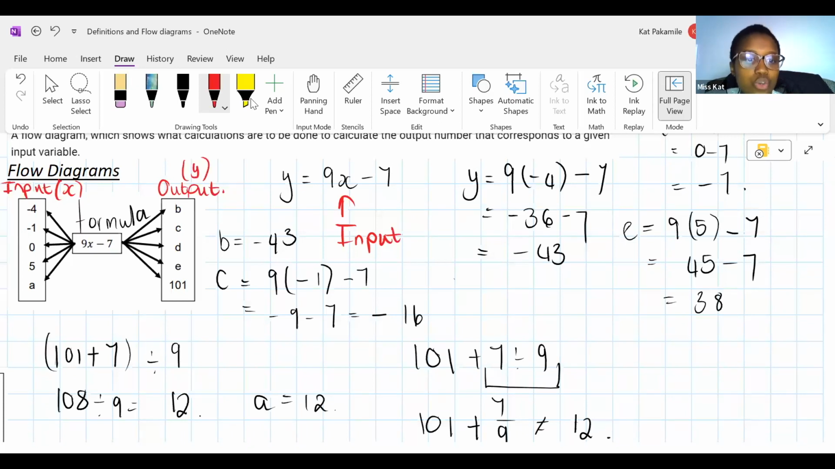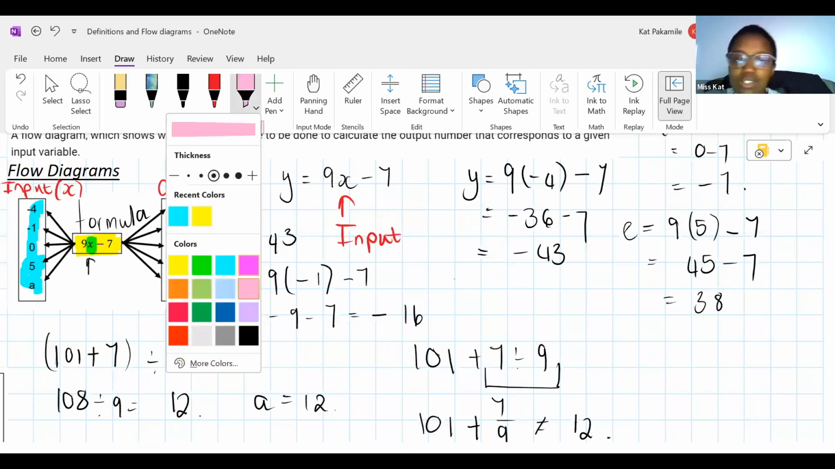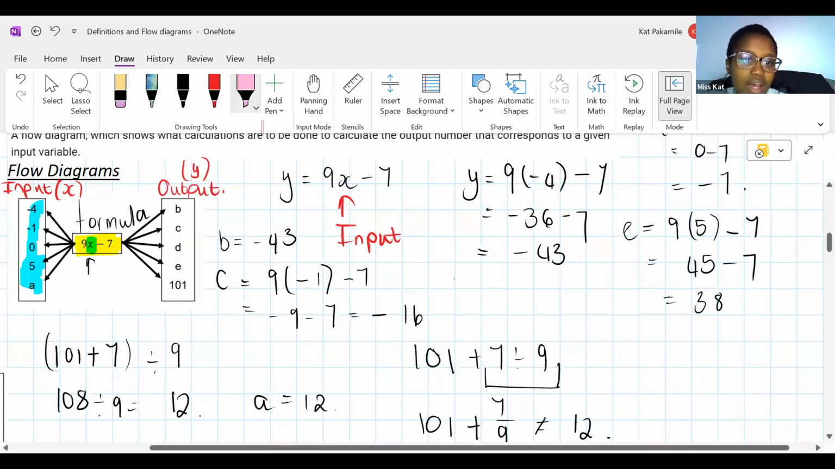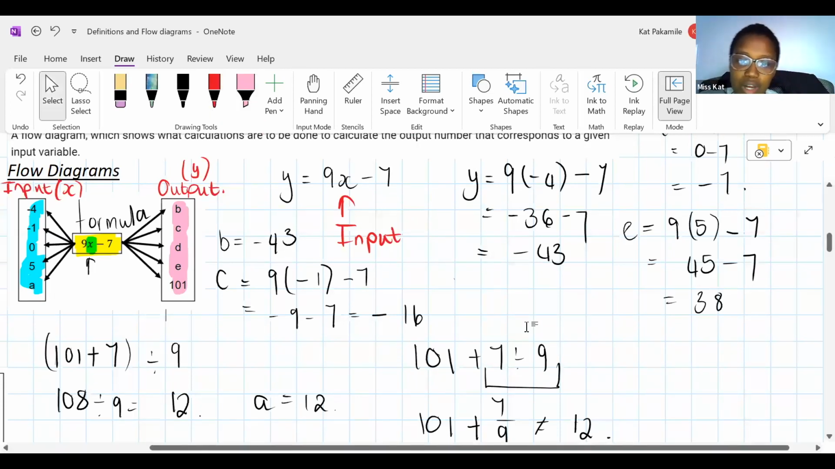So you use the formula that is in the middle here, which in our case is 9x minus 7. Input means that's what you insert. So wherever you see an x, you have to put the numbers that are on your left, okay? So you're going to input the numbers that are on your left here, where you see an x, and then work it out. So once you punch it in your calculator, you do mental math or whatever, your output is what you put here in the block on your right. Do you see? So let's do one of them. Let's check out one of them.